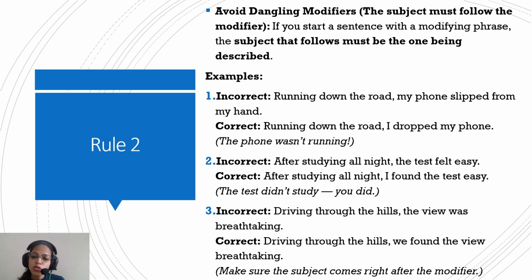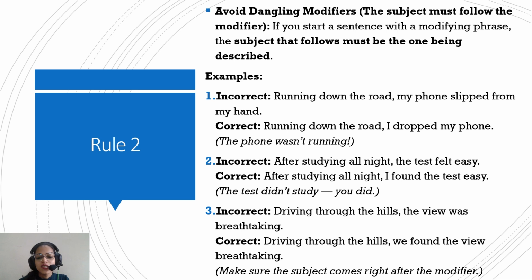Running down the road, my phone slipped from my hand. Now, running down the road is followed by my phone. So is the phone running down the road or am I running down the road? It's causing that confusion. So, running down the road, I dropped my phone. Now running down the road is the modifier and it is modifying I, because I am the one who's running down the road, and I dropped the phone. So running down the road, I dropped my phone. Now it is clear the phone wasn't running, I was.